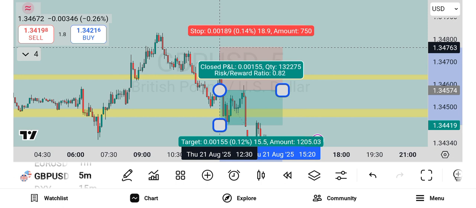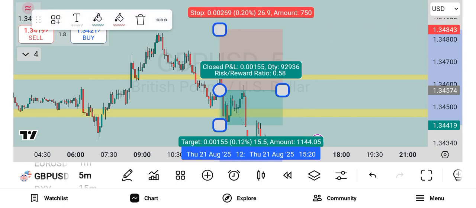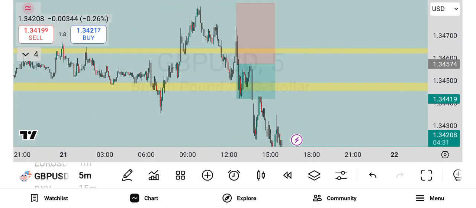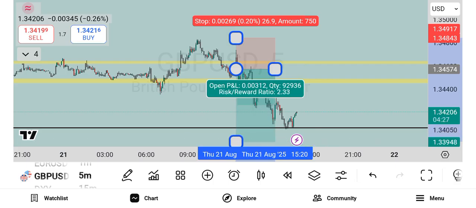I would have taken my fifth entry here, and then my stop loss would be above this previous high over here. And you know our target, guys. We're aiming for the overall support zone.